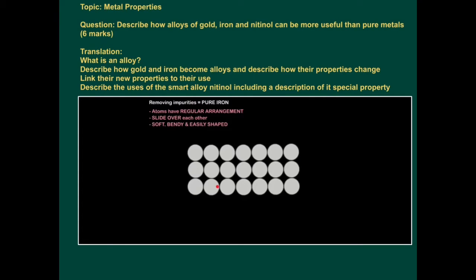This exam application tutorial is on the topic of metal properties. The question for 6 marks: describe how alloys of gold, iron and nitinol can be more useful than pure metals.